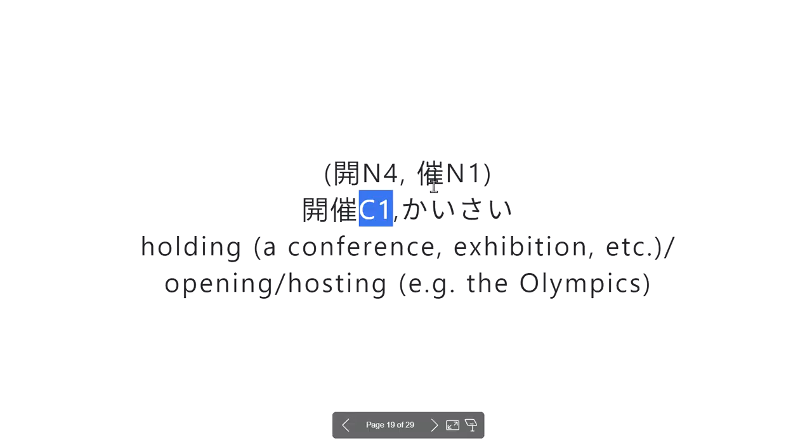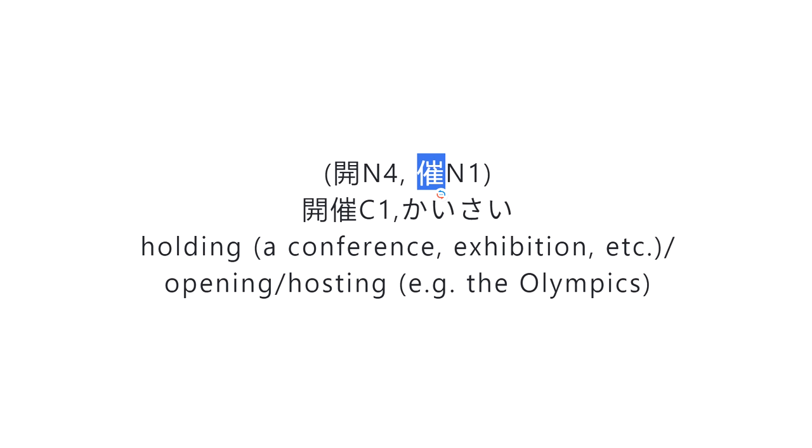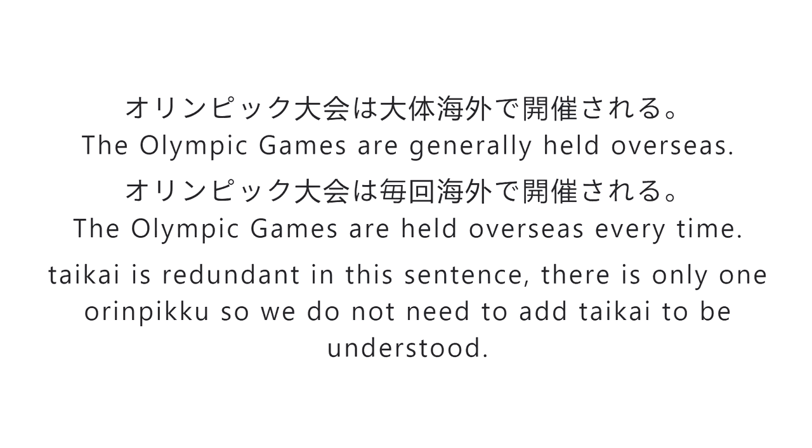Hang on. This kanji here is the first rare kanji that we're looking at, and this is sai. But this word here is the top usage of this kanji. So we have a rare kanji, and yeah. So kaisai, a useful kind of word, can be used. So no obscure words in this sentence. So we have Orinpikku taikai wa daitai kaigai de kaisai sasaru, and there's an honourable mention here.